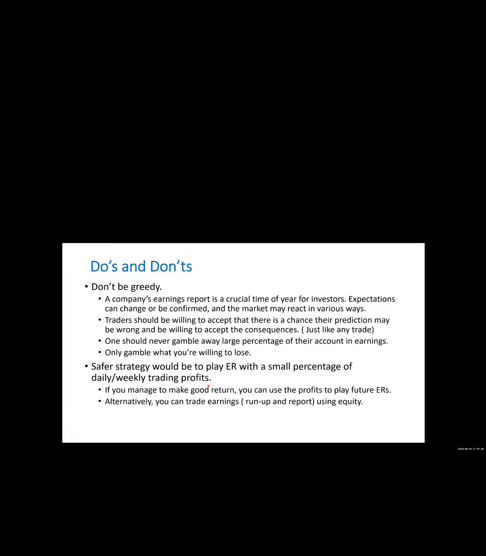So if you're already up on the week, you hit your goals, and you have, let's say, 500 or $1,000 as excess, you can use part of that profit and play an earnings report. And if you get a really good return, you can use those profits to play future earnings reports. Assuming you did your analysis and you make money, chances are you can continue to keep winning. You can test your luck like that, but you're not risking your whole portfolio. You're not risking a large percentage of your account. You're just playing with profits, and you're using more profits to play future ERs. This is a very good strategy.